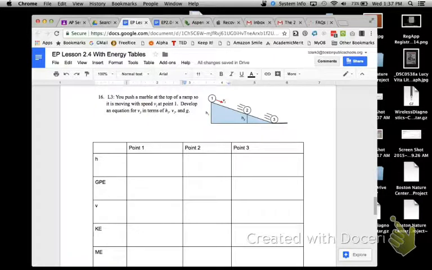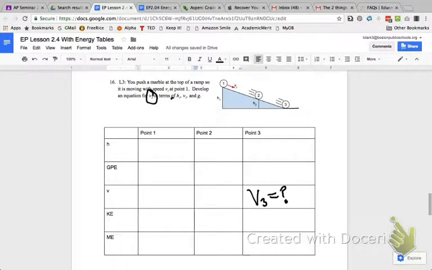Next, we're going to do problem number 16. We're looking for an equation for V3. So that's our unknown. In terms of H1, so that's a known, V1, so that's a known, and G. And then we also know H2, and we know that the height at point 3 is 0.